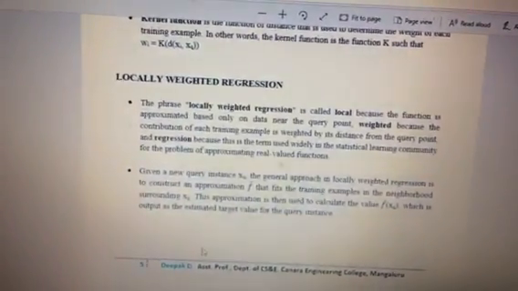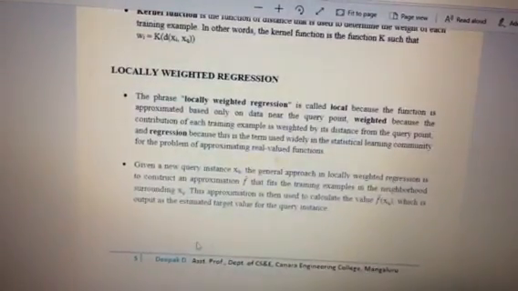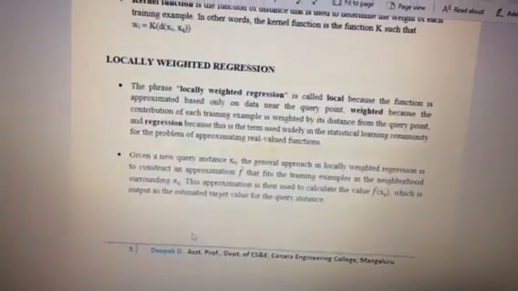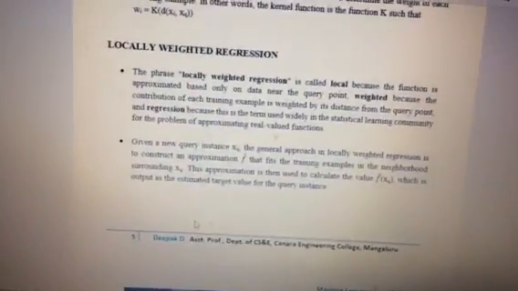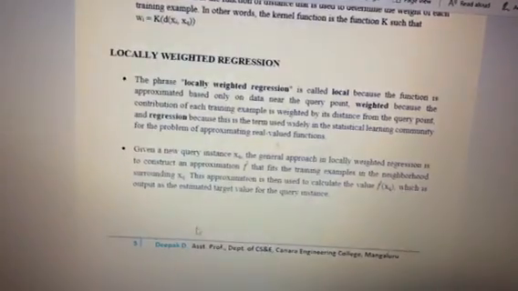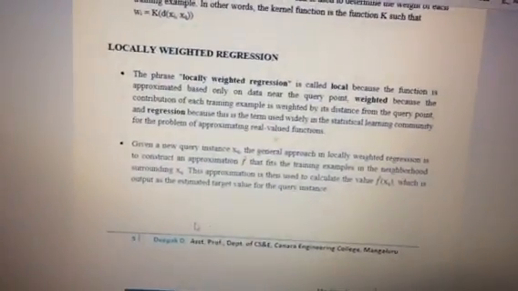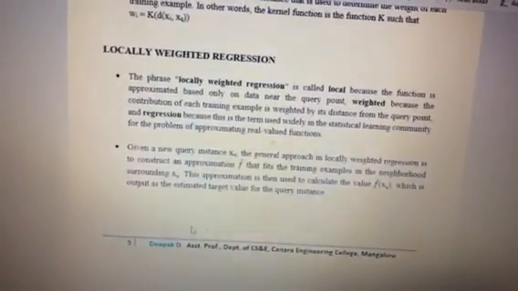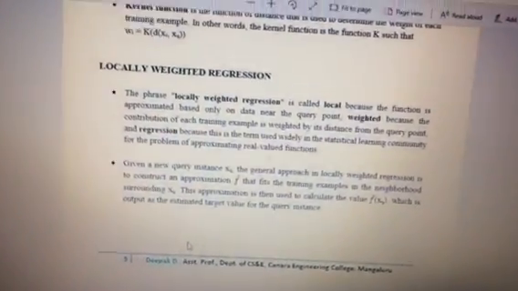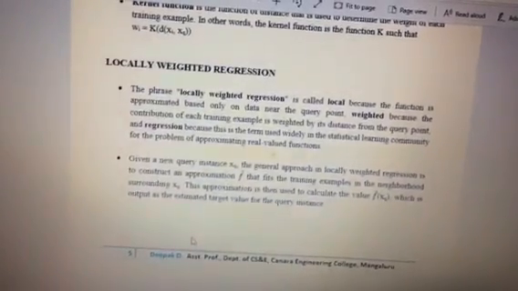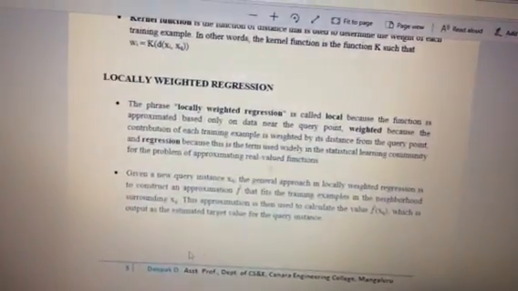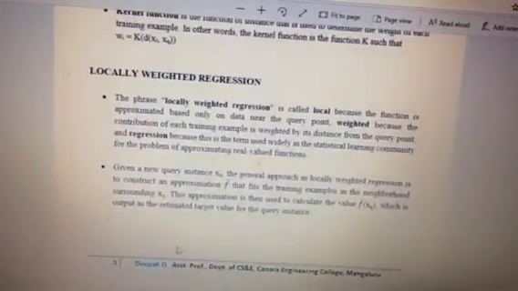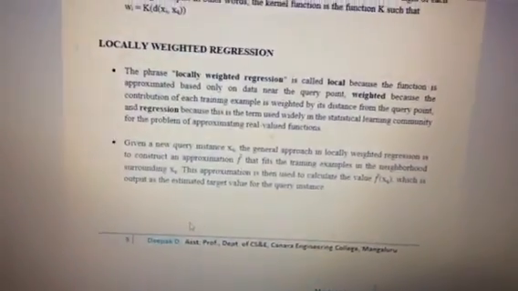So suppose I consider a new test instance, that is x0. The general approach in locally weighted regression is to construct an approximation hypothesis, that is H, that fits the training examples in the neighborhood surrounding x. This approximation is then used to calculate the value H of x0, which is the output as the estimated target value for the query instance.